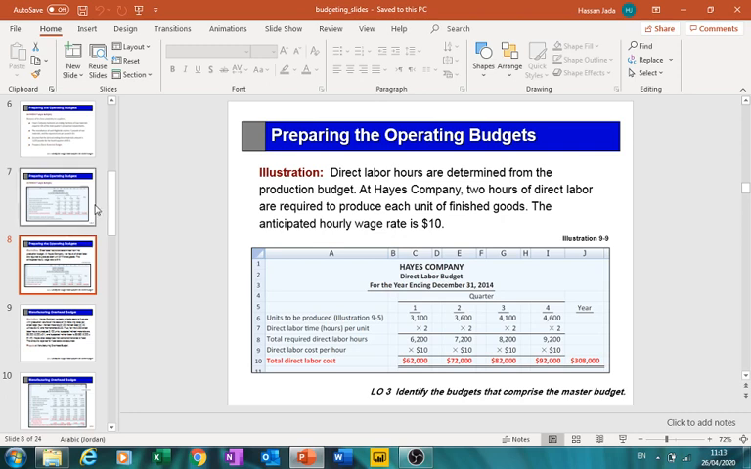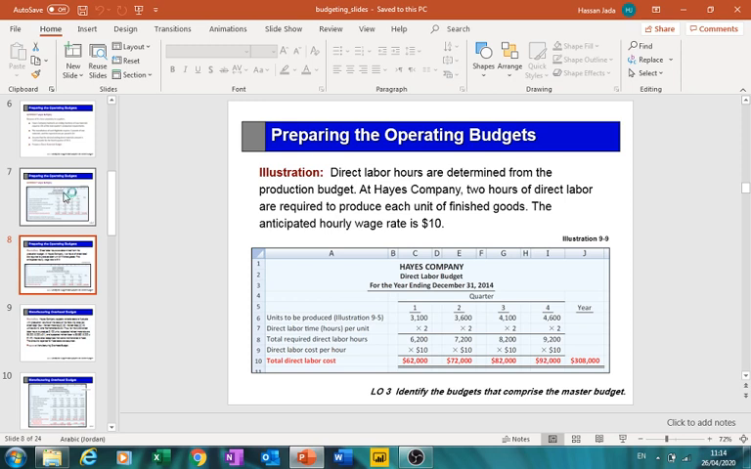To continue our example, we have his company example, preparing the operating budget. We reach the direct labor budget. We finished the sales budget, production budget, and direct materials budget in the previous videos. In this video, we will continue and complete the direct labor budget and the manufacturing overhead budget, and see how to calculate the predicted or expected cost of finished goods per unit.